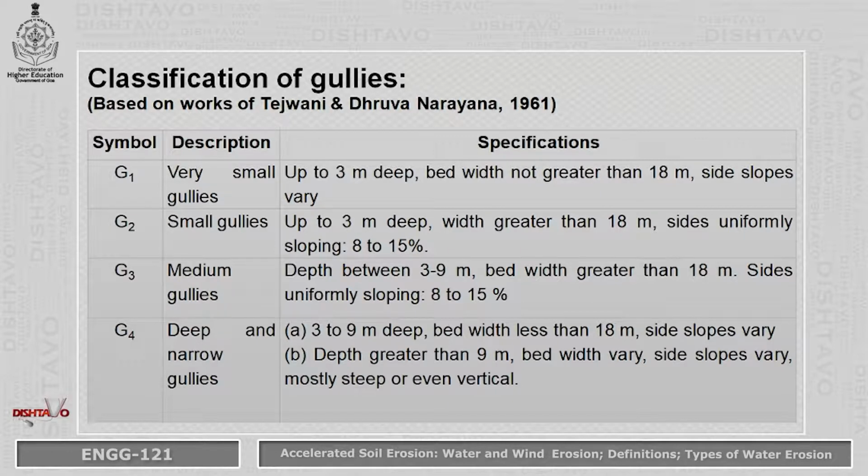G3 means medium gullies having depth varying from 3 to 9 meter, bed width greater than 18 meter and side slopes varying from 8 to 15%. The last one is G4, that is deep and narrow gullies. Further, G4 gullies are classified into two types based on their dimensions. First are the 3 to 9 meter deep gullies, and second are gullies having depth more than 9 meter. So this is the classification given by Tejwani and Dhruva Narayan.